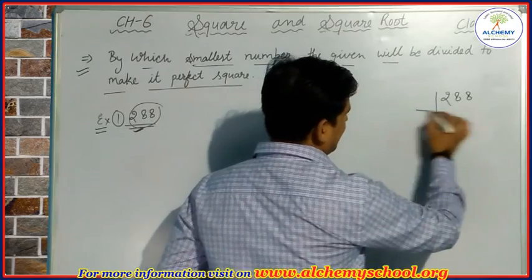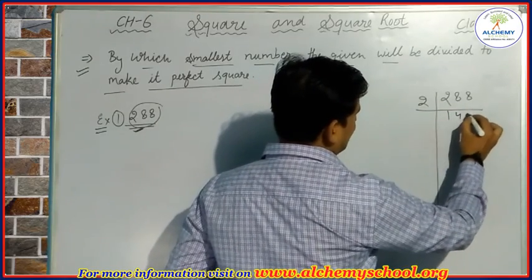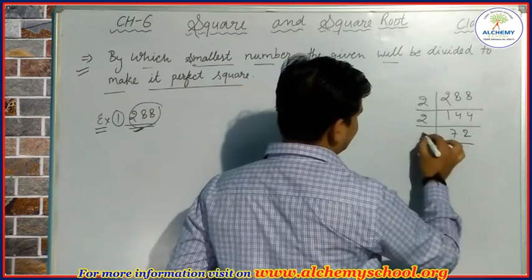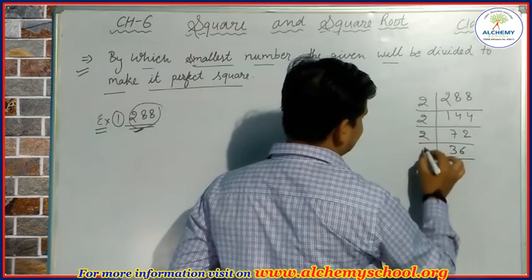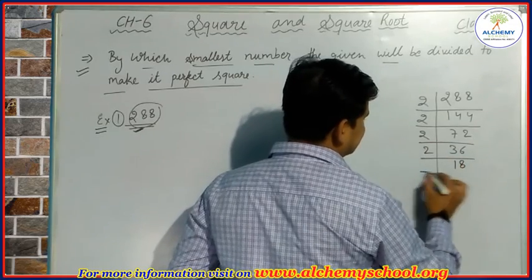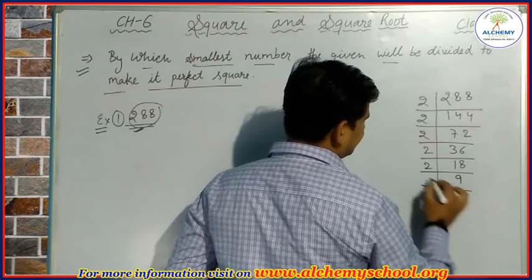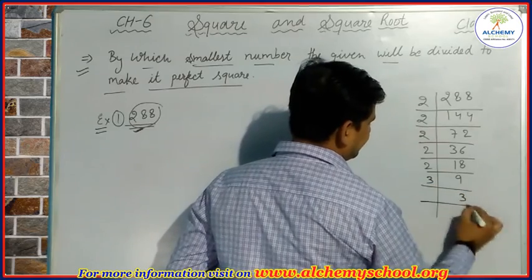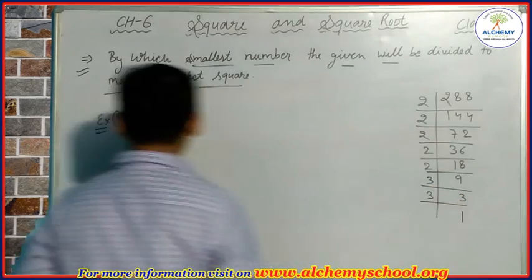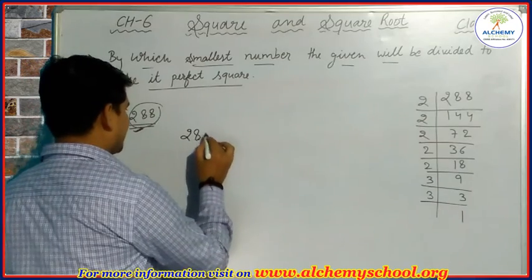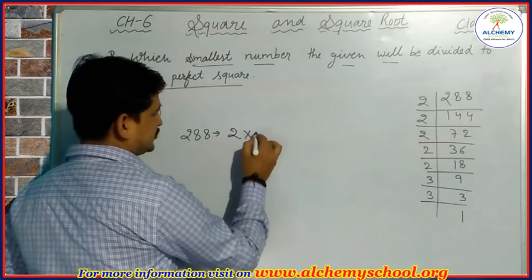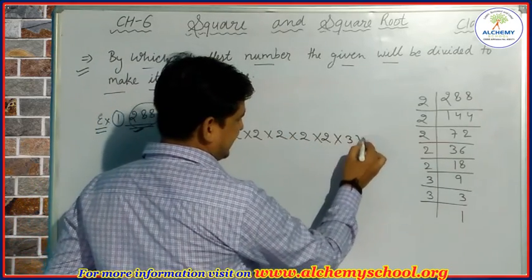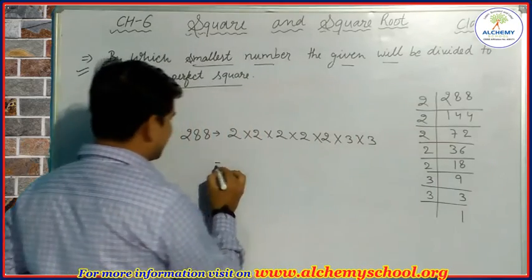So when we factorize it, we find 2 1s are 2, 2 4s are 8, 2 7s are 14, and 2 2s are 4, 2 3s are 6, 2 6s are 12, 2 1s are 2, 2 8s are 16, 2 9s are 18, 3 3s are 9 and 3 1s are 3. So when we factorize 288 we get 2 into 2 into 2 into 2 into 2 into 3 into 3.